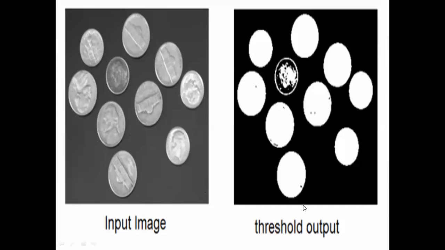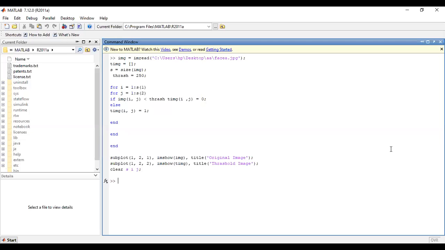Now shifting towards MATLAB. Now coming to your MATLAB. So this is a program for thresholding. Here first we consider an image: imread, the address of an image, semicolon, TIMG in square brackets, that means threshold of this image. Next is S is equal to size of image. Then a threshold value is selected, suppose I'm considering here 250.